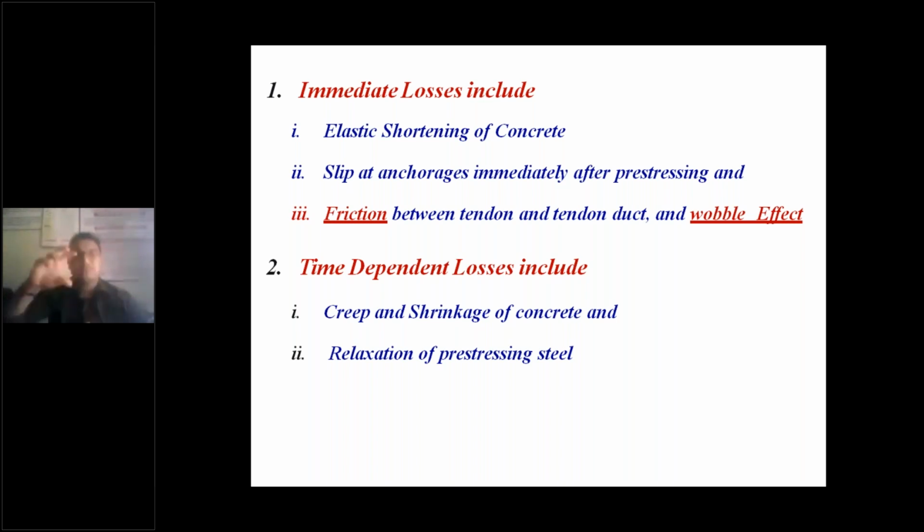So the friction between the tendon or strand and the tendon duct or strand duct is called the wobble effect. So the immediate losses are, as we discussed, elastic shortening of concrete, slip at anchorages, which are immediately after pre-stressing, and the friction between strand and strand duct, which is called the wobble effect. And what are the time-dependent losses? Creep, shrinkage, and relaxation of pre-stressing steel. So you have to differentiate the losses with respect to the material also.